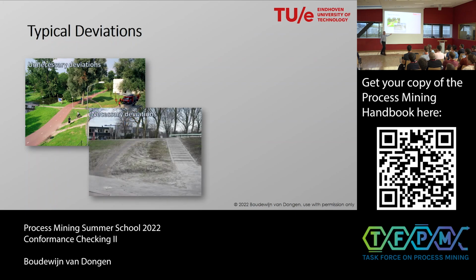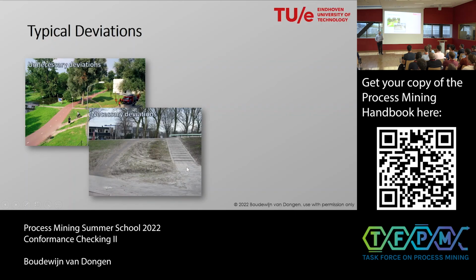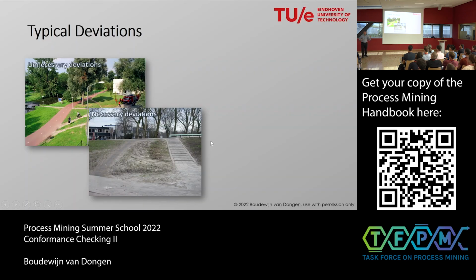There are also necessary deviations, right? Again, if you're in the Netherlands, you might occasionally encounter stairs. Trust me, on a bicycle, going down these stairs, especially for the men, it's not pleasant. So, there are necessary deviations. Of course, you could argue that it's maybe unnecessary because you can also go all the way there and back, but you don't, right? So, there is a necessary deviation.